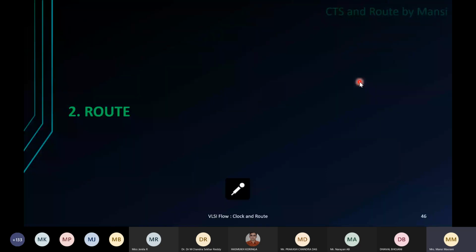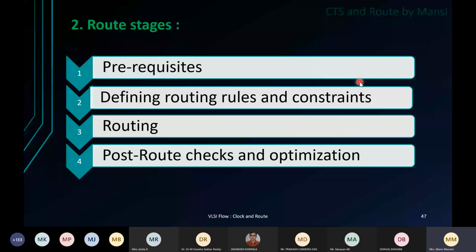Okay, let's go ahead with route. Now, your first synthesis is done. Your floor plan and placement is done. My clock tree is built. I have analyzed the clock tree. It's good in terms of power, area, timing, everything. Now, my signal has to be routed, right? So for that, the routing has to happen.